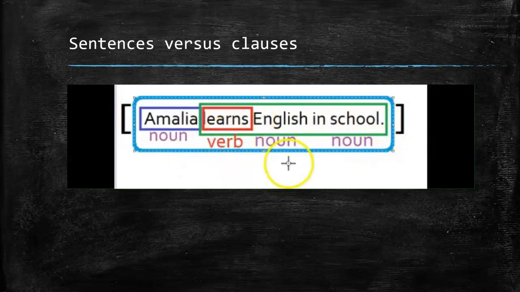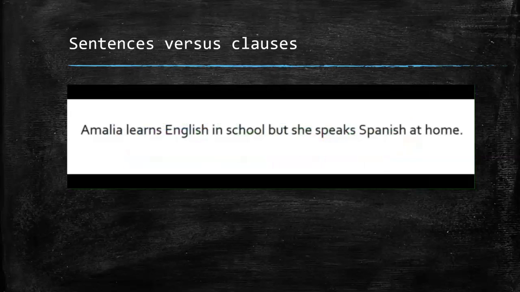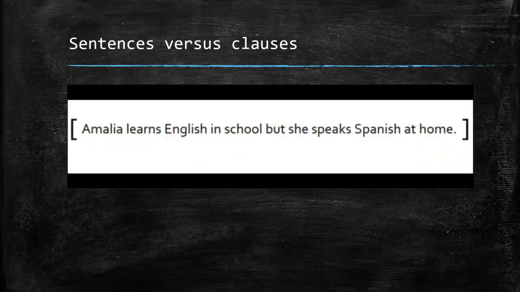Therefore, this simple sentence is also a clause. So here it is, boxed in light blue. Here I have taken our previous sentence and I have expanded it. So now we have: Amalia learns English in school, but she speaks Spanish at home. Since this is a sentence, I will add the square brackets because this entire statement is a complete thought. There, the brackets are in place.